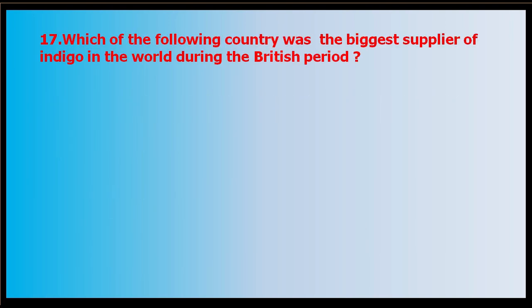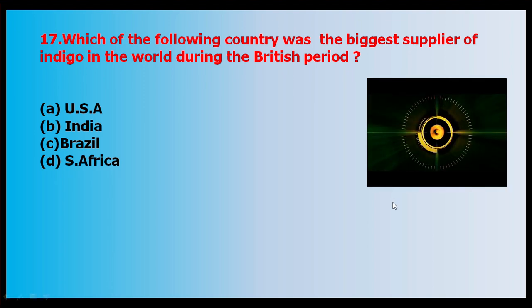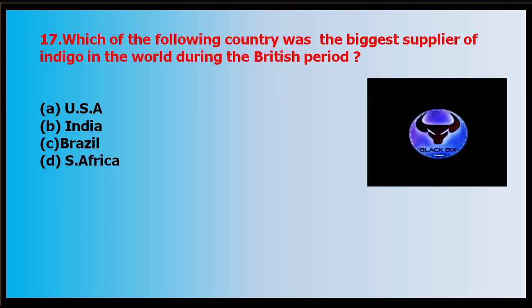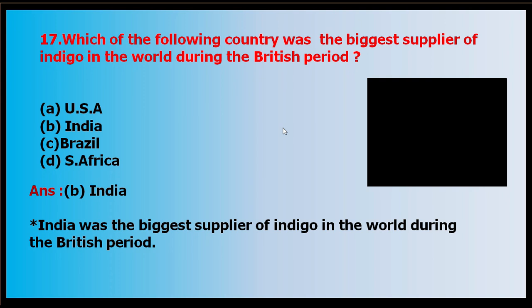Moving to question number 17. Question number 17, which of the following countries was the biggest supplier of indigo in the world during the British period? And your options are USA, India, Brazil, or South Africa. And your time starts now. Which was the largest supplier of indigo? Okay, so the correct answer is India. India was the biggest supplier of indigo in the world during the British period.